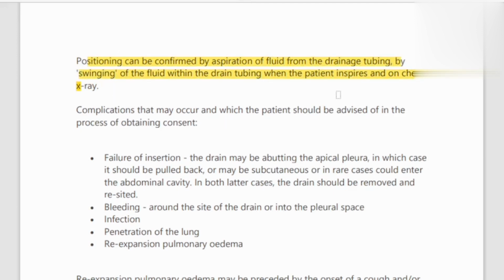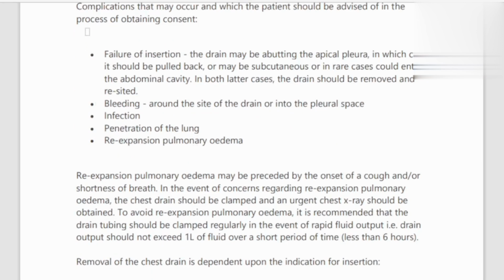So how can we confirm that it is placed properly? Position can be confirmed by aspiration of fluid or drainage in the tubing, or swinging of fluid within the drain tubing as the patient inspires, and on the chest x-ray. It means you ask the patient to cough. If the column is moving with the cough or with respiration, it means the tube is in the proper position.